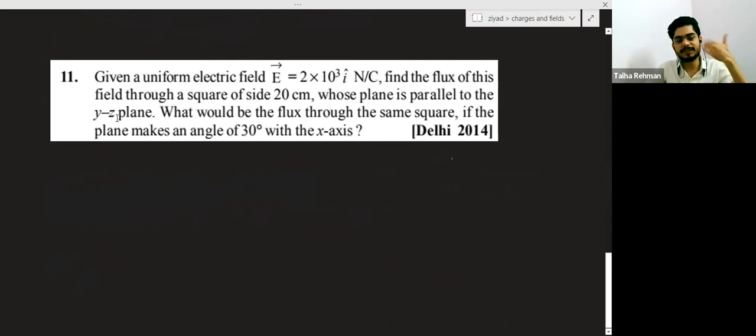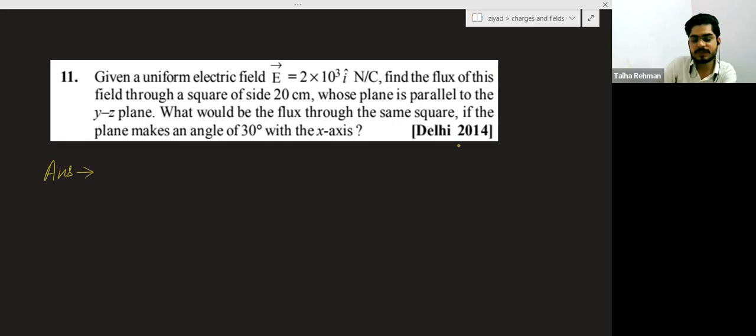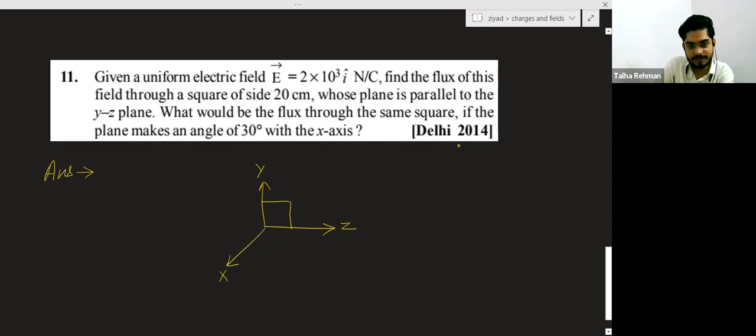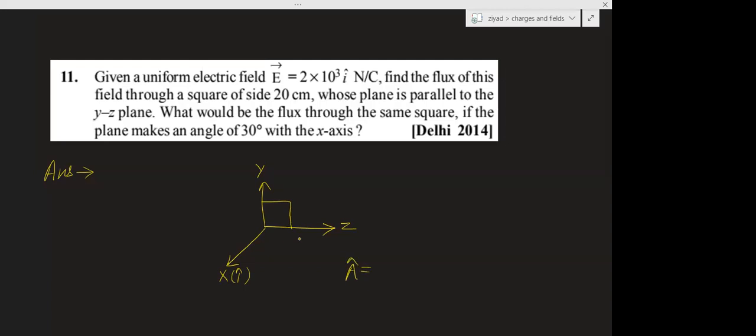Whose plane is parallel to the YZ plane means this area is in the YZ plane. And what will be the flux through the same square if the plane makes an angle of 30 degrees with the axis? For this type of question, you should know the plane of the area and the normal vector of that area. This area is in the YZ plane, so the x-axis is perpendicular to this YZ plane. So the unit vector of the area will be I cap.